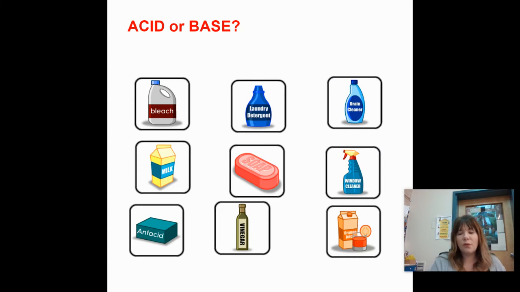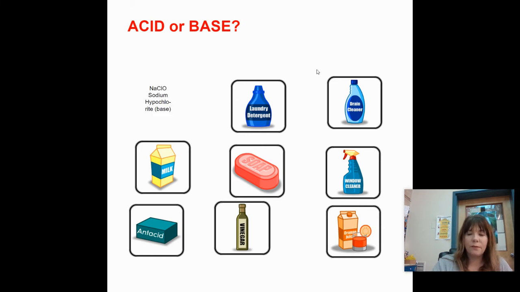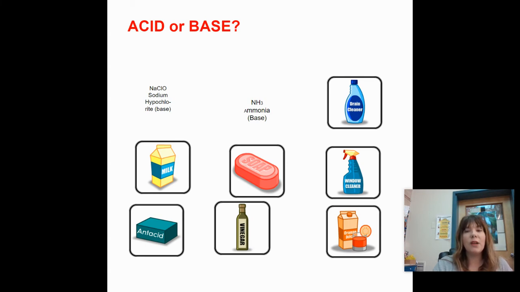So here we have acids or bases. And we're going to go through, again, you have a chart that you can just fill in. These are common household items you may find around your house that you may not know if they're an acid or a base. So bleach is sodium hypochlorite. And because it has the chlorine with it, it's making it a base. Laundry detergent is ammonia, so it is a base. Drain cleaner, also a base. So these are three very, very basic and dangerous products at your house. So don't touch them without gloves or proper cleaning supplies.